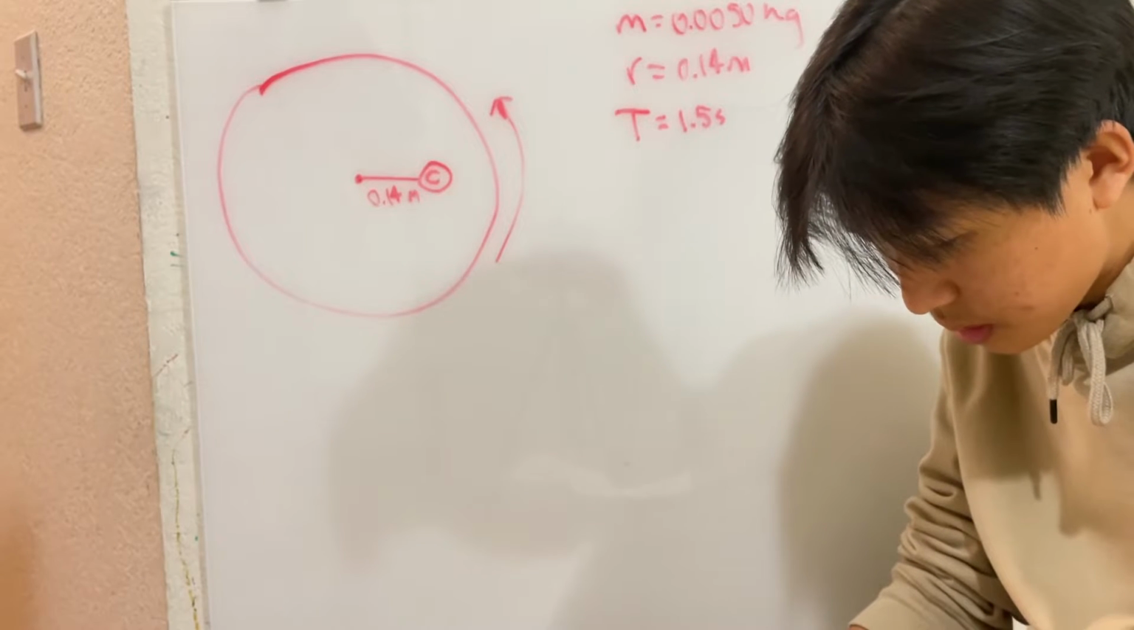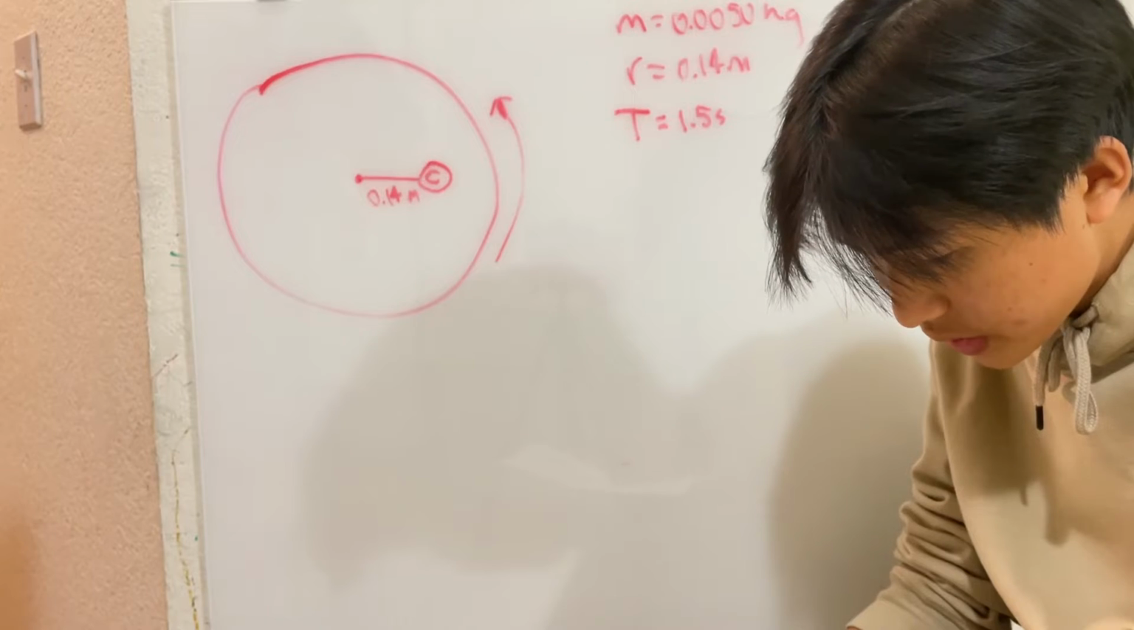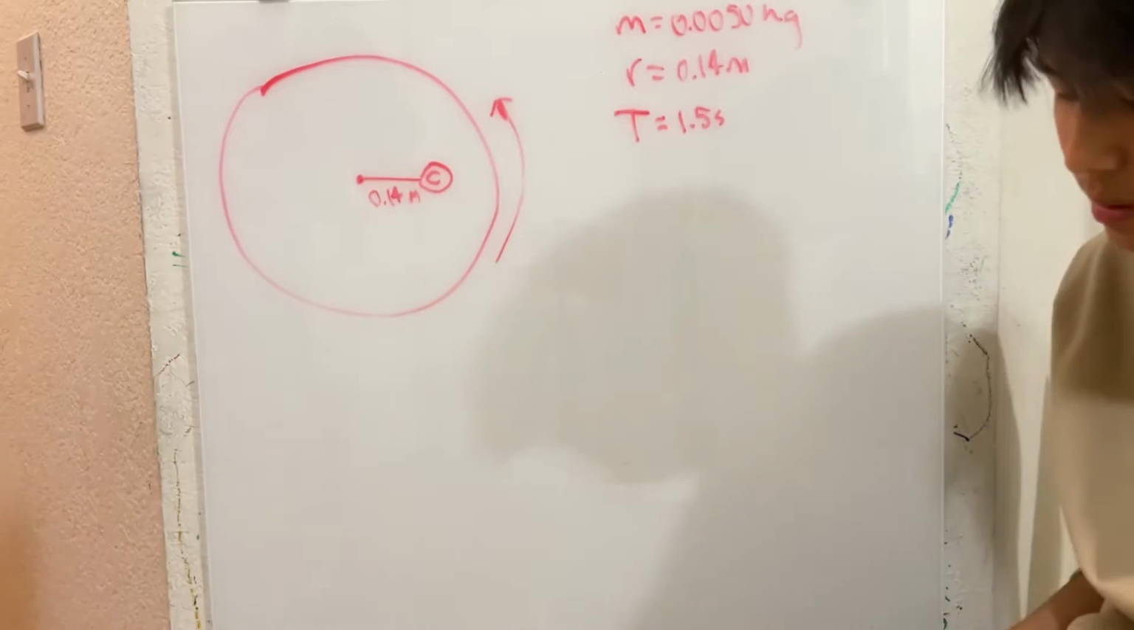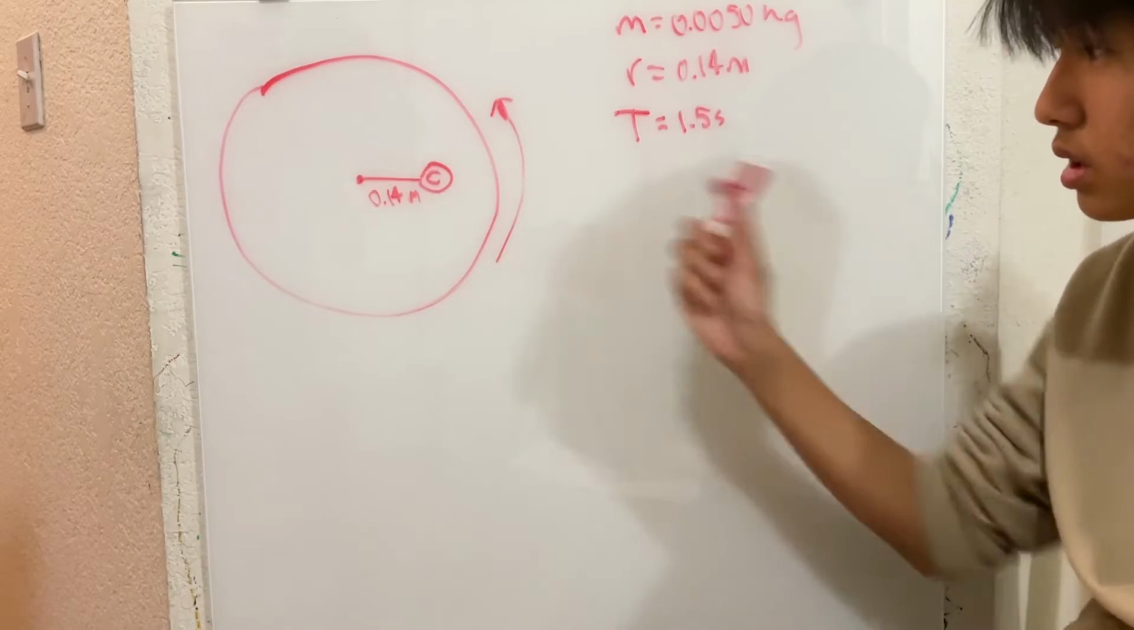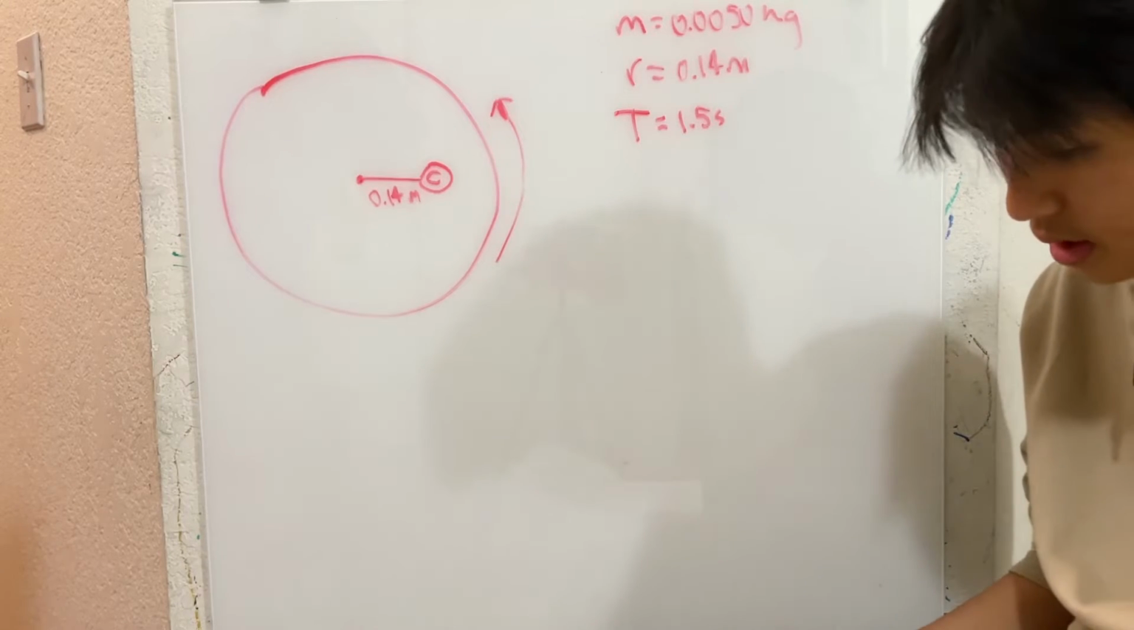We are also told that the coin does not slip, and that the time it takes for the coin to make a complete revolution is 1.5 seconds.